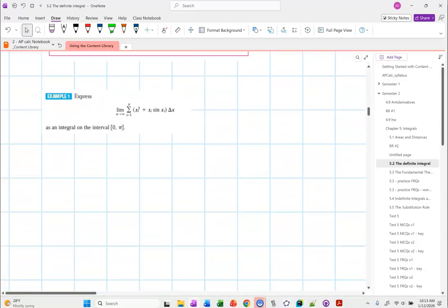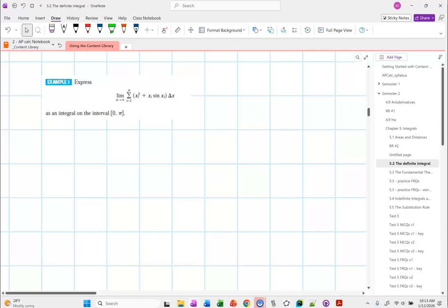So we're finally getting into a problem. It says express the limit as n goes to infinity of the sum, i equals 1 to n, of xi cubed plus xi times sine xi, delta x, as an integral on the interval from 0 to pi.